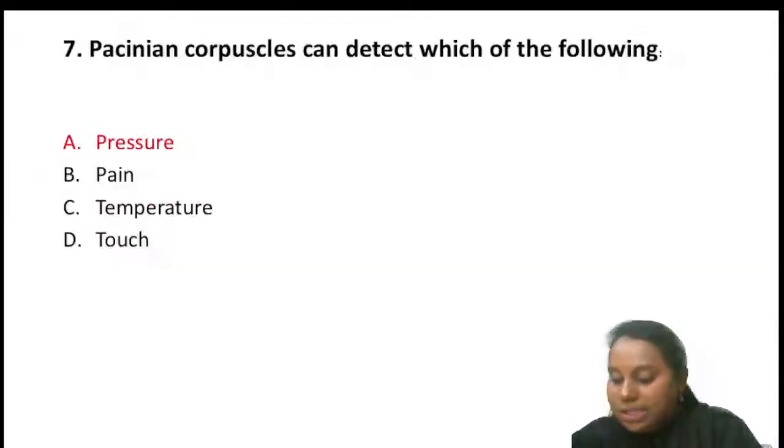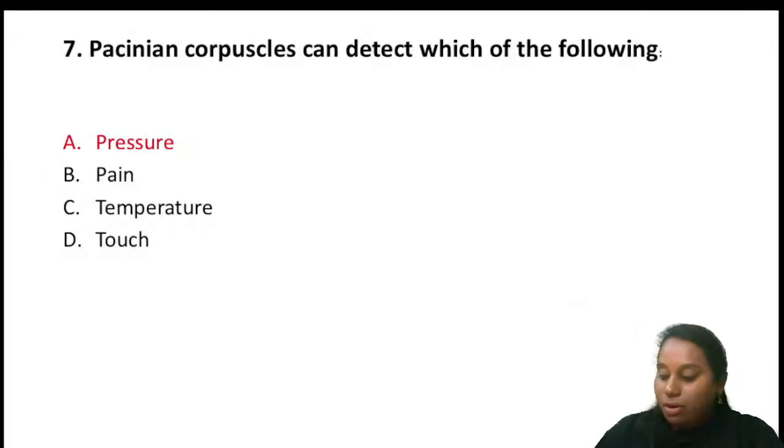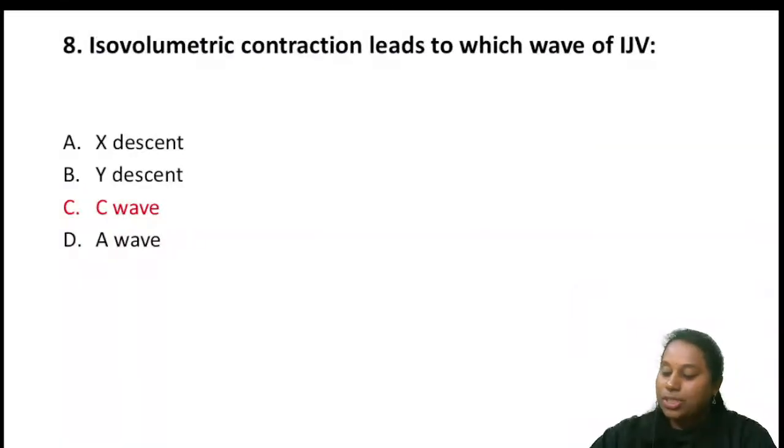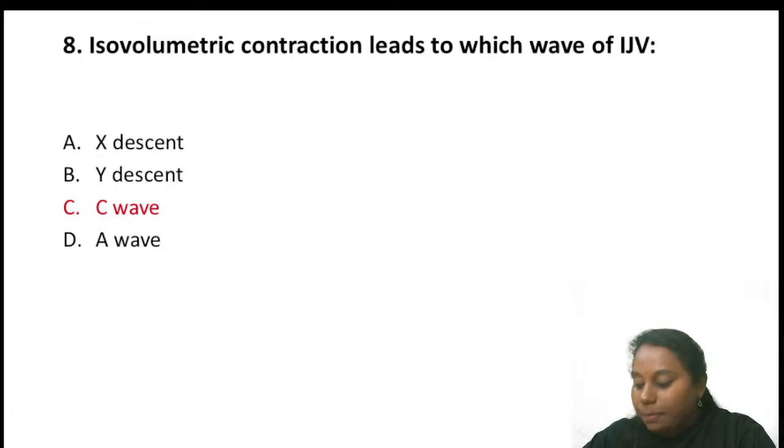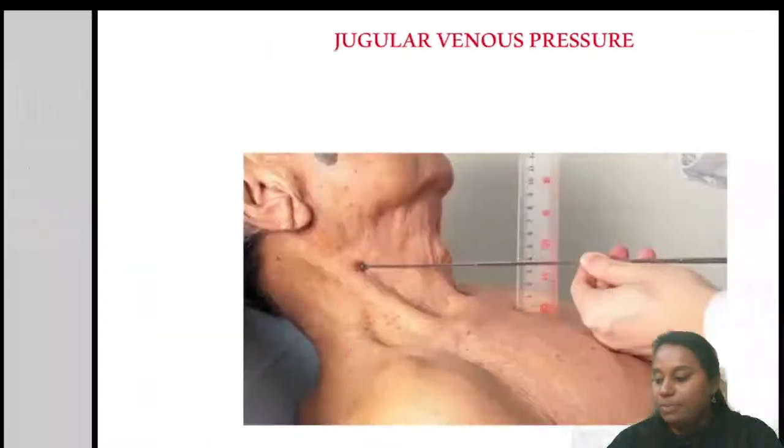Back to the question, Pacinian corpuscles can detect P for pressure. Yes, the answer is option A, pressure. Over to the 8th question. Isovolumetric contraction leads to which wave of the internal jugular vein? The question is about JVP.